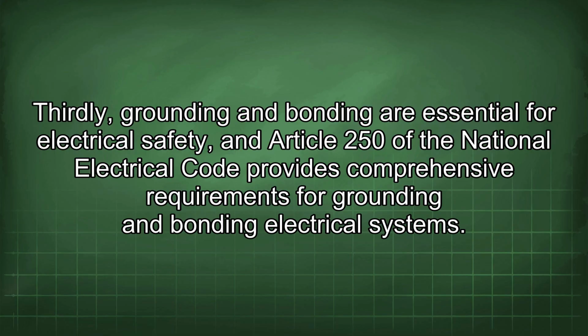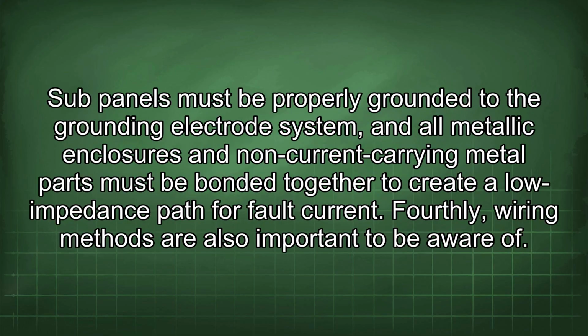Thirdly, grounding and bonding are essential for electrical safety, and Article 250 of the National Electrical Code provides comprehensive requirements for grounding and bonding electrical systems. Subpanels must be properly grounded to the grounding electrode system, and all metallic enclosures and non-current carrying metal parts must be bonded together to create a low impedance path for fault current.